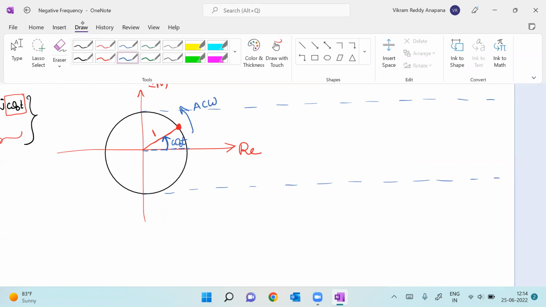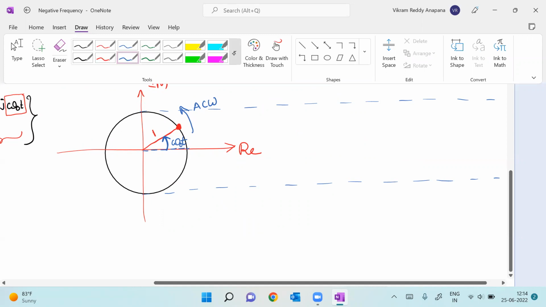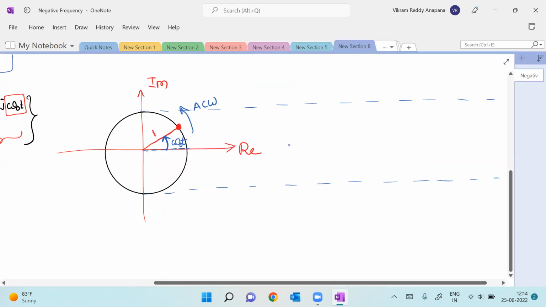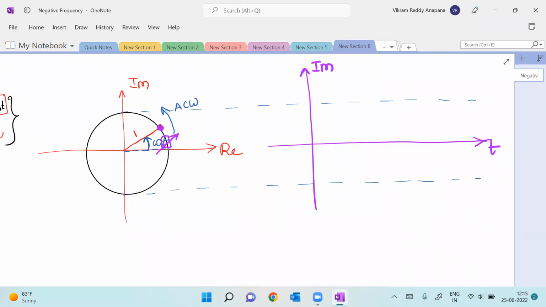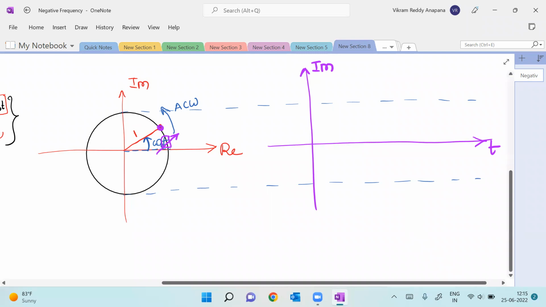Let me take another color. So I want to plot the imaginary component with respect to time, because I have the t variable here. I can vary this t so that this red point keeps on moving along the surface of this circle. Now I can plot a sine waveform here on this axis, as you can see.